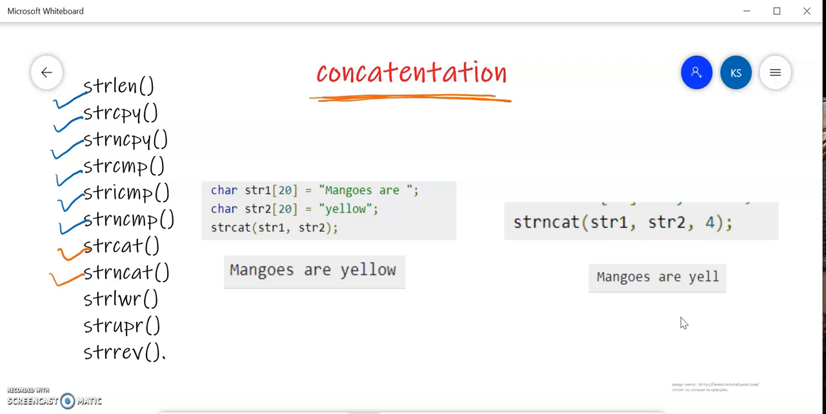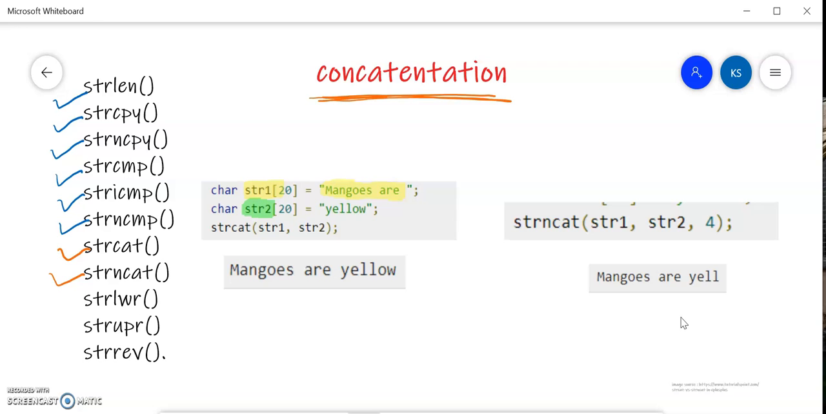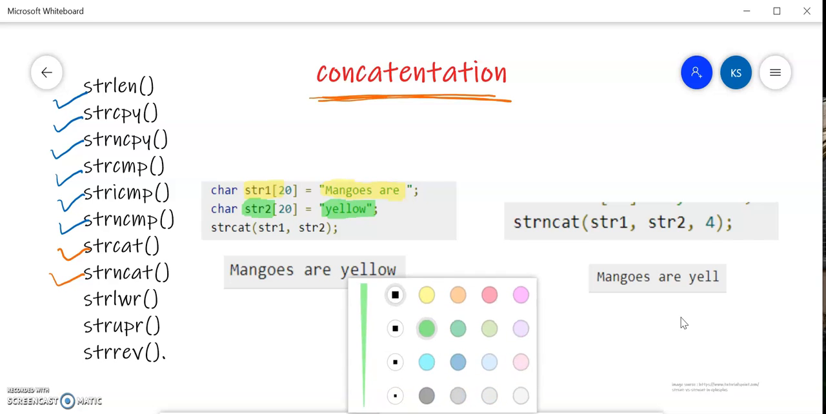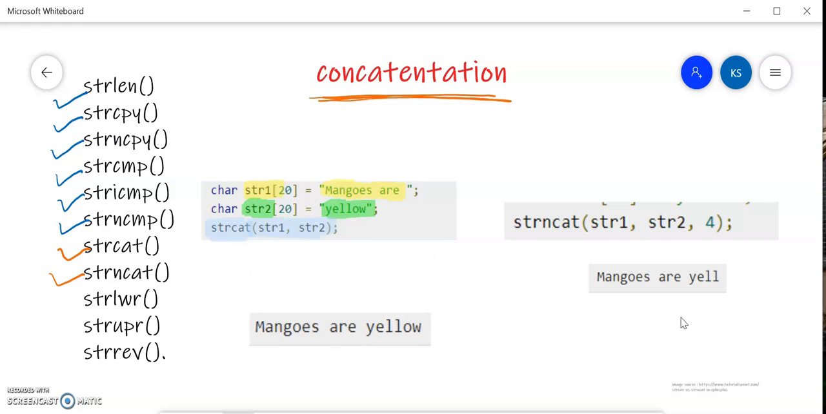In str1 we have one string, "mangoes are", and this is your str2, which contains only "yellow", right? Now when we apply the function strcat with parameters str1 and str2, what we are doing is concatenating string 2 at the end of string 1, right?